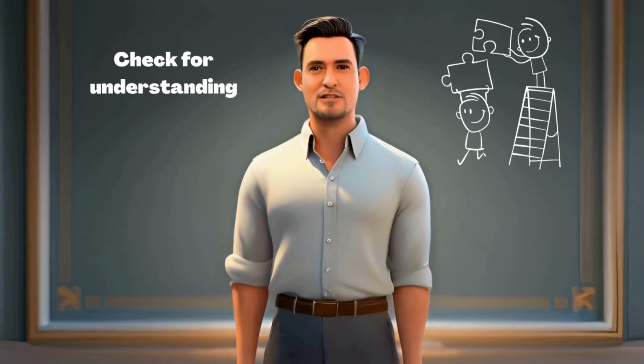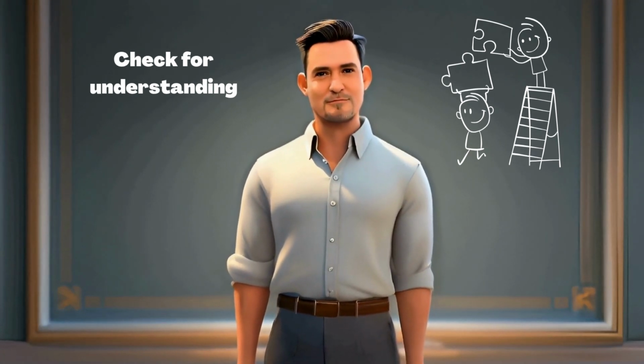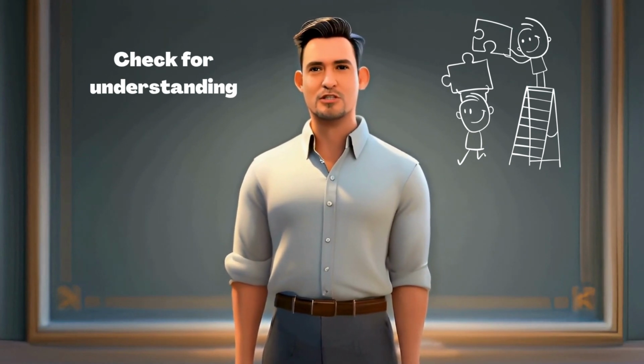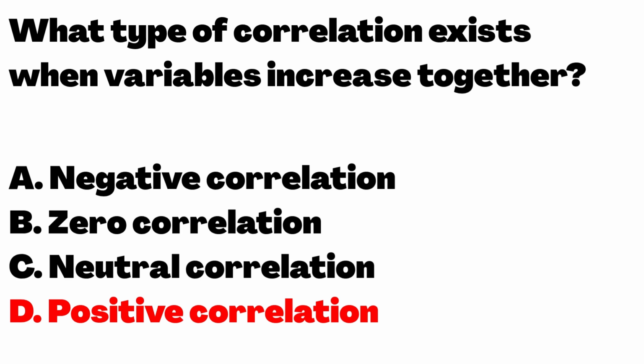Let's check for understanding. Carefully read the following questions, pause the video, determine the best answer for each, and then restart the video to check your answer. What type of correlation exists when variables increase together? A. Negative correlation. B. Zero correlation. C. Neutral correlation. D. Positive correlation. The correct response is D. Positive correlation.